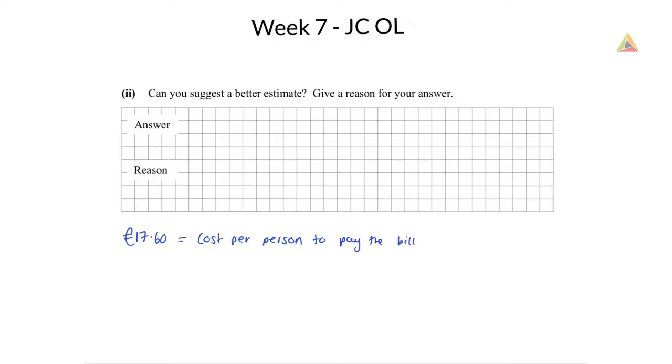So a better estimate would be anything that's greater than or equal to €17.60. So the answer we can write down is anything equal to or above €17.60.